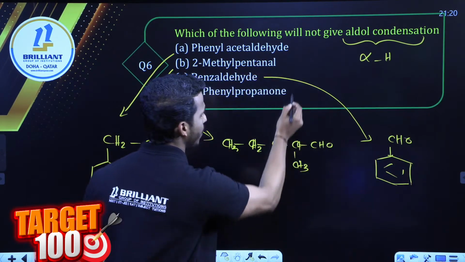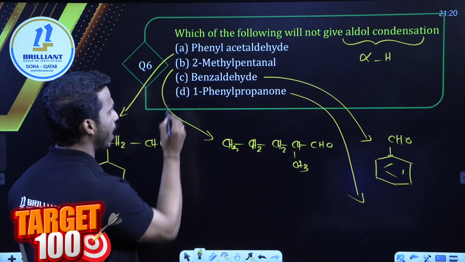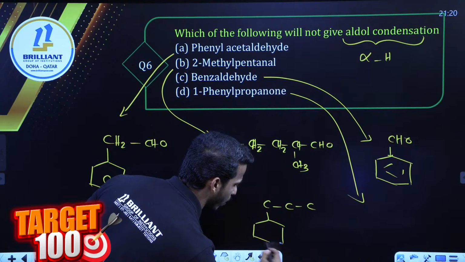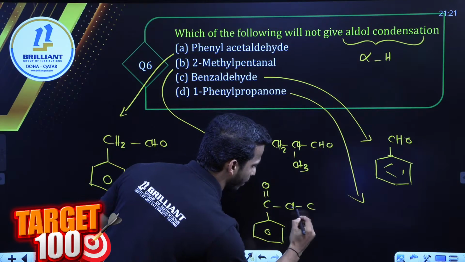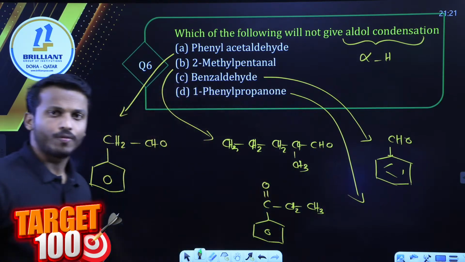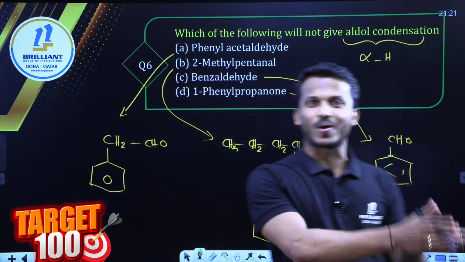CHO, aldehyde. Let me go to the last one, dear all. Option D, 1-phenyl propanone. Propanone, 1-phenyl, right? This is the compound. So dear all, which of the question is which won't give aldol condensation?